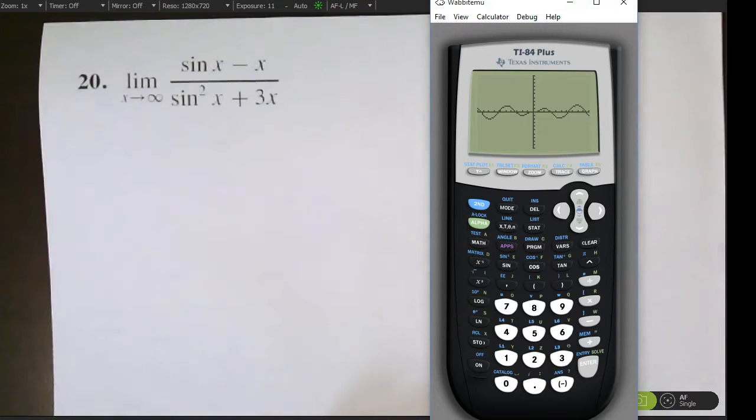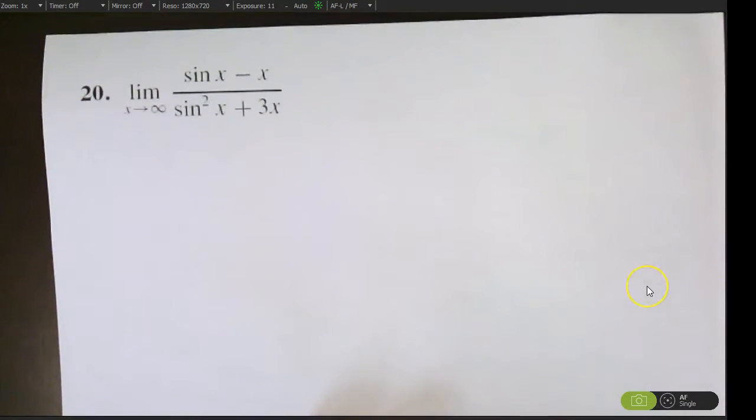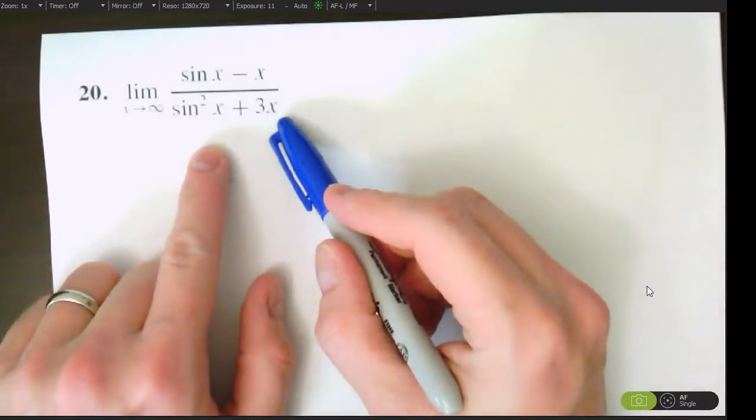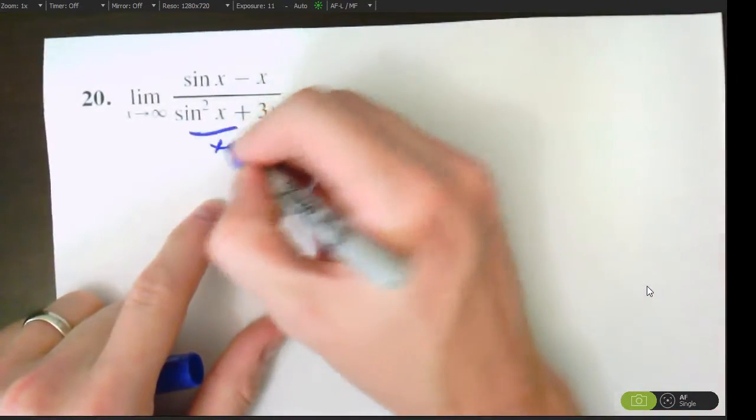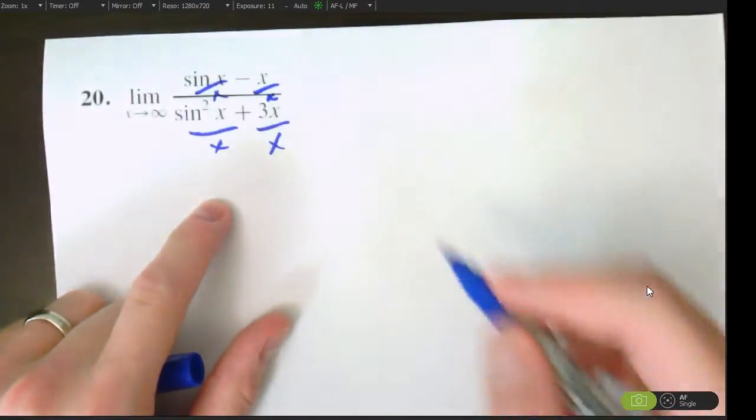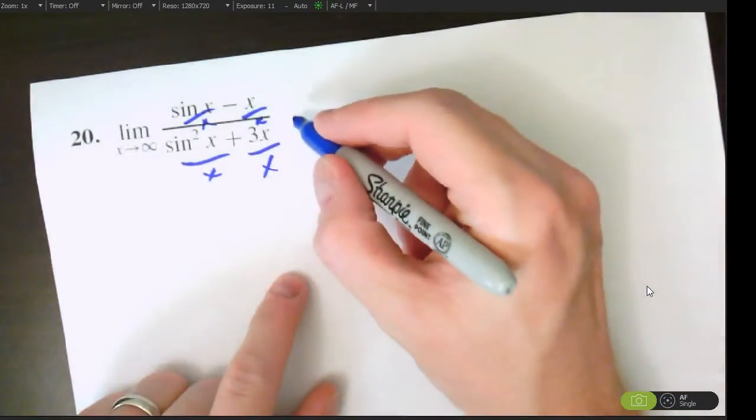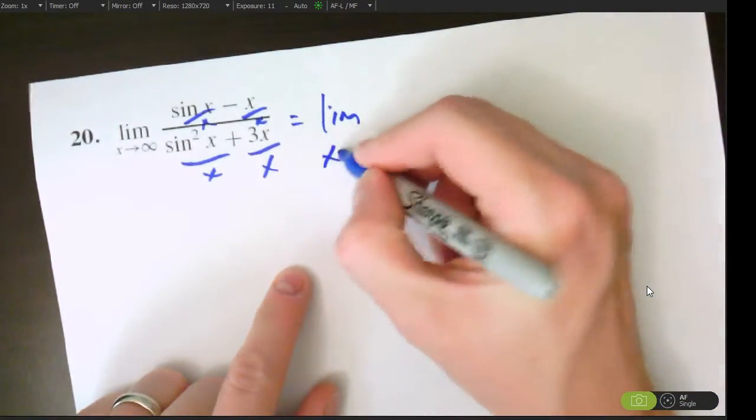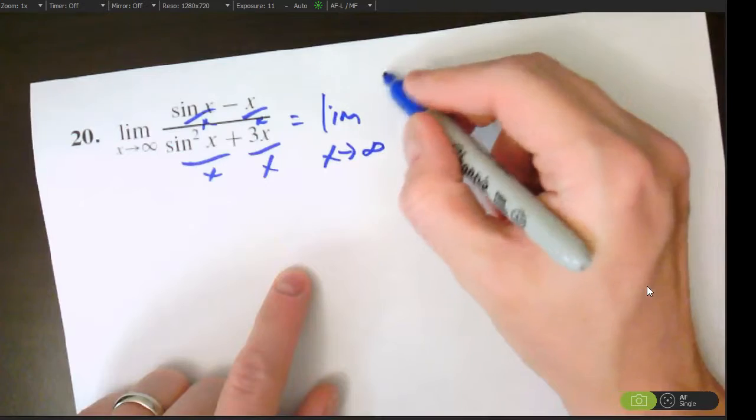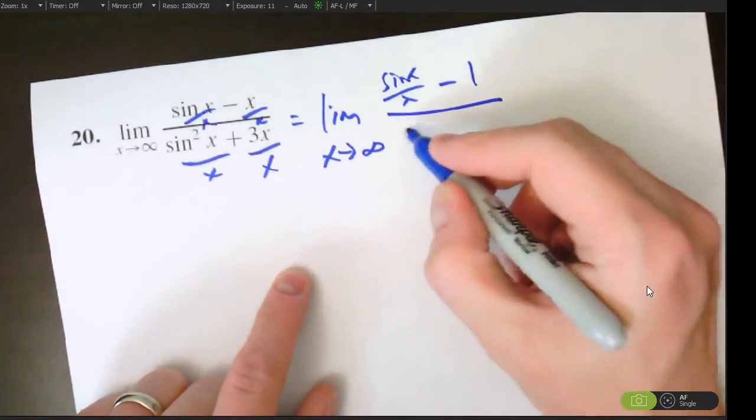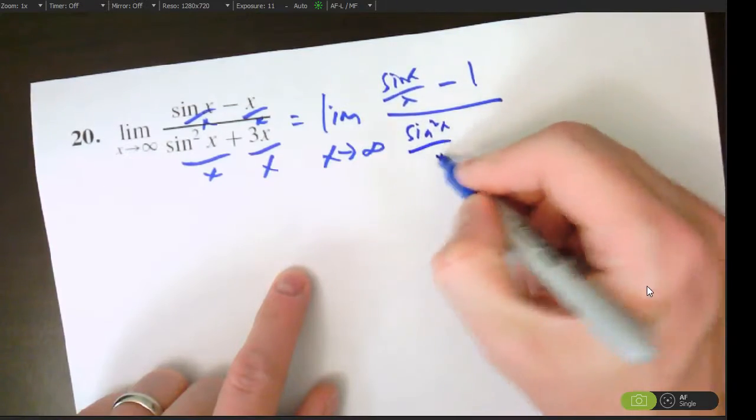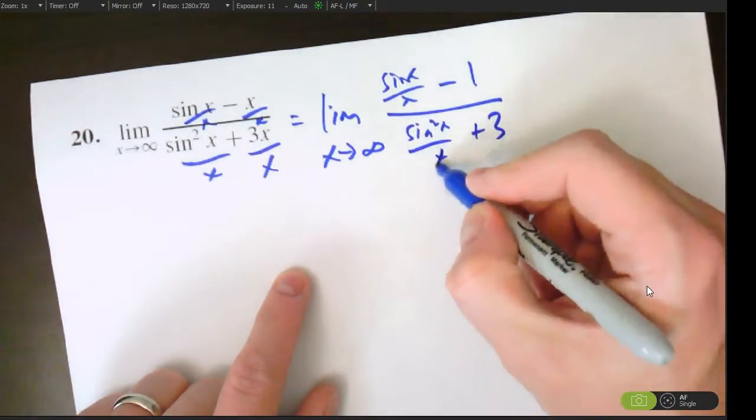Now number 20. Again, we have some polynomial portions to this. So our first thought is let's take care of that by dividing everything by x. That then gives me the limit as x goes to infinity of sine x over x minus 1 over sine squared x over x plus 3.